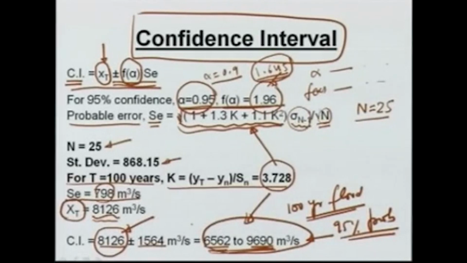interval is typically used, and therefore, in this case we can say that the design value of flood should be between these values. So, we can estimate the flood, and we can also estimate the confidence interval, that within that interval the flood is likely to be, with 95% certainty.